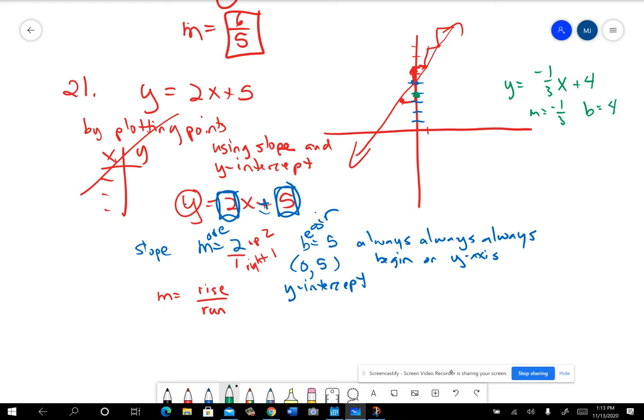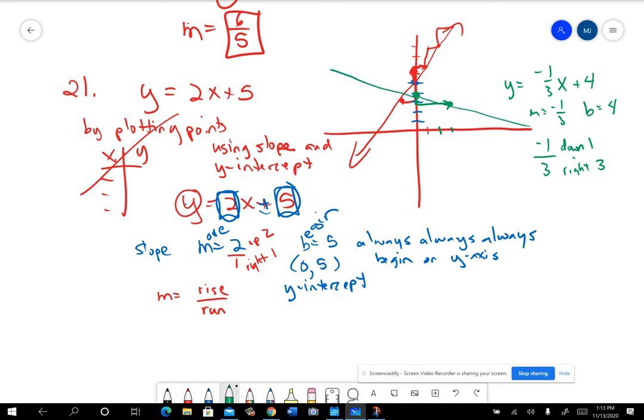The slope is already a fraction and it's negative, so let me make sure I put the negative in one spot or the other and then interpret it correctly. So I would go down 1 and to the right 3. So from there, I'm going to go down 1 and then to the right 1, 2, 3 to get to another point on the line. And there you have it.